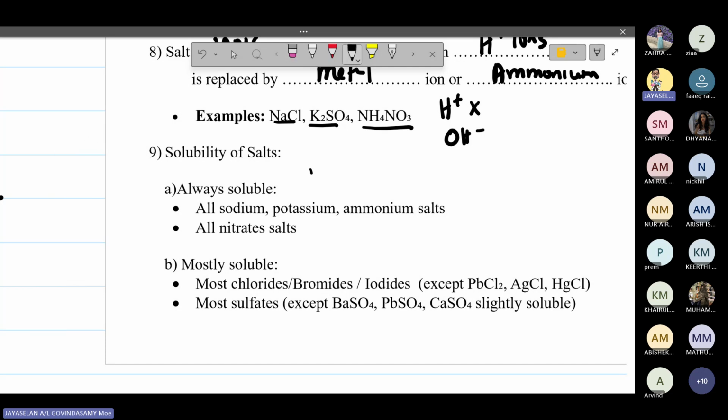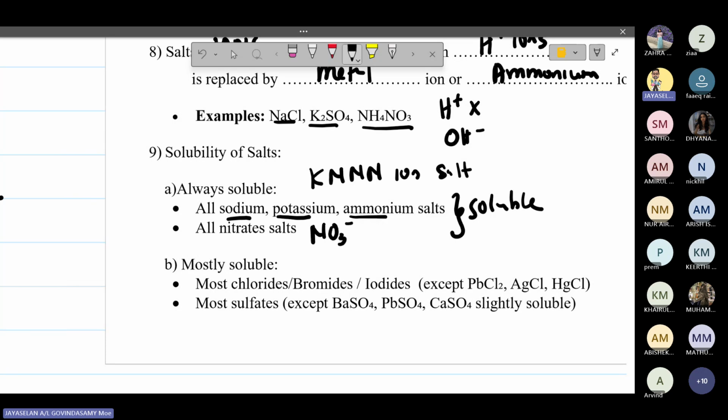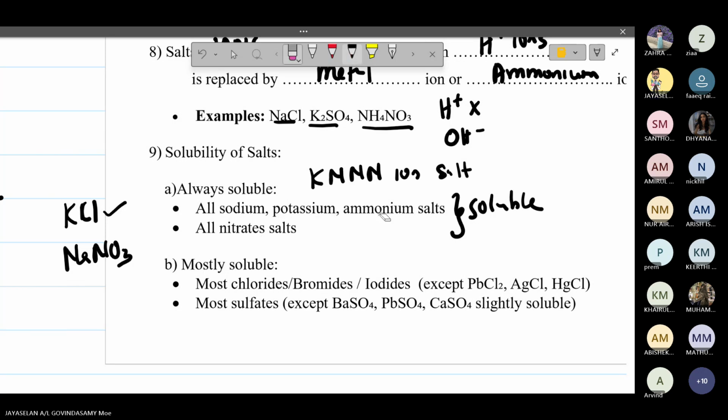Okay, all K, N, N, N ions present in the salt, that salt is known as what? Soluble salt. Potassium ion, sodium ion, ammonium ion, nitrate ion. If present, the salt is soluble. Just put soluble. Okay, if they ask KCl, soluble or not? You see here, soluble. NaNO3, soluble or not? You see here, soluble. So must memorize this. Any question? No question?